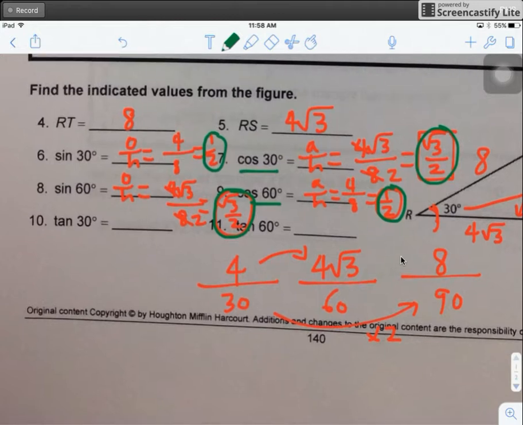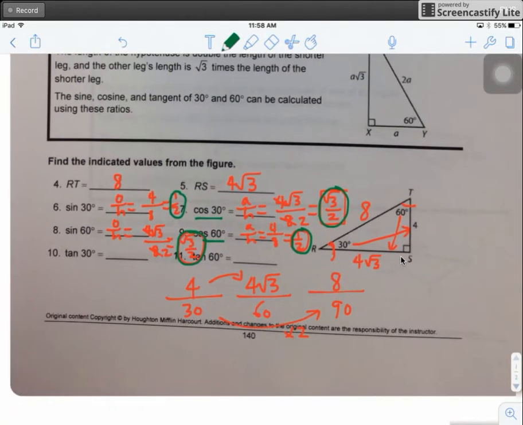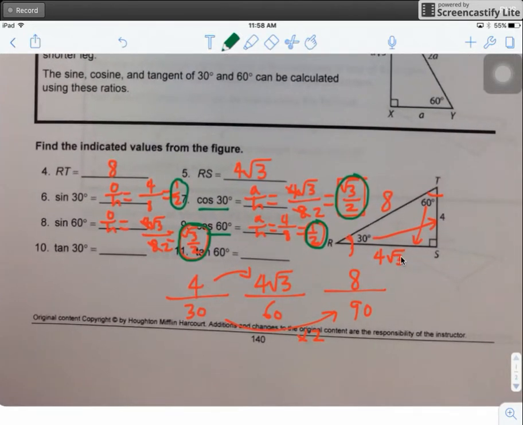The last 2 questions call for the tangent of 30 and 60. So the tangent of 30 degrees is opposite over adjacent. So that would be opposite of 30, that's 4, over adjacent, that's 4 radical 3. And we can reduce the 4's, and we have 1 over radical 3.